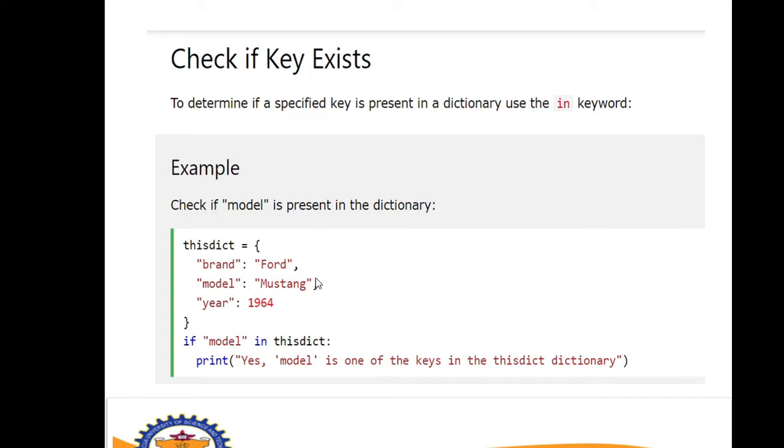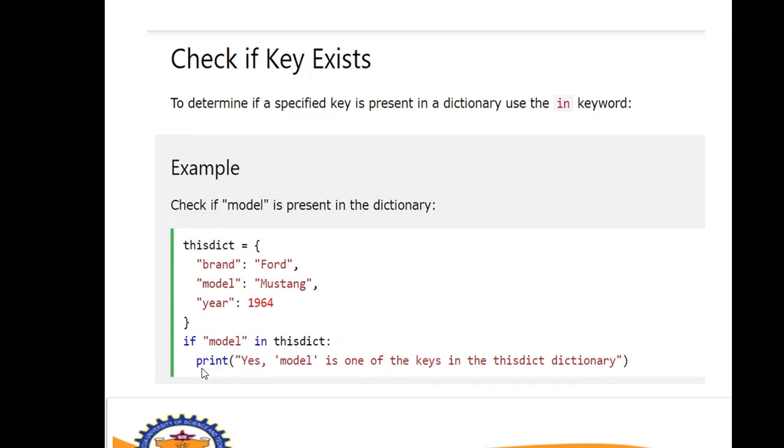So given the same syntax or dictionary elements as before, magdadagdag lang tayo ng if keyword and then tatawagin natin yung model, which is yung hinahanap natin if nag-i-exist nga siya dun sa dictionary natin. So, type in model, yung hinahanap natin dictionary, and then add a in keyword, and then the name of the variable ng dictionary na gusto nating hanapin kung nandun yung keyword.